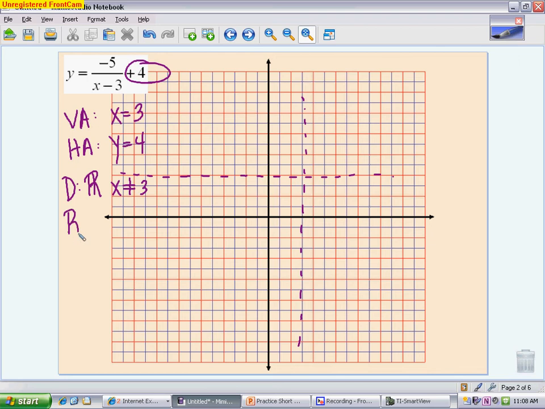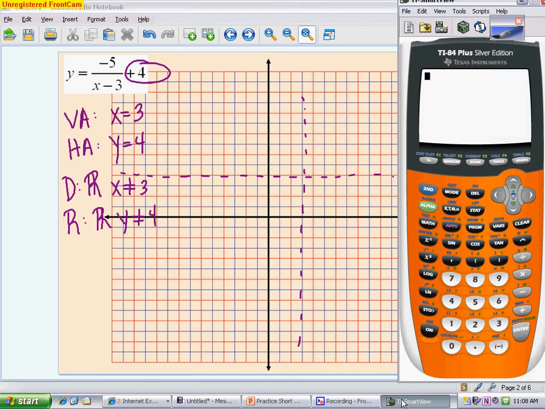My range will also just be everywhere except for your horizontal asymptote. So all real numbers except y can't be 4. And again, this is because this is a basic hyperbola. And then to draw the graph, we actually have a pretty good idea what this looks like prior to using my calculator because it has a negative up with the 5. You actually have the branches kind of flipping.